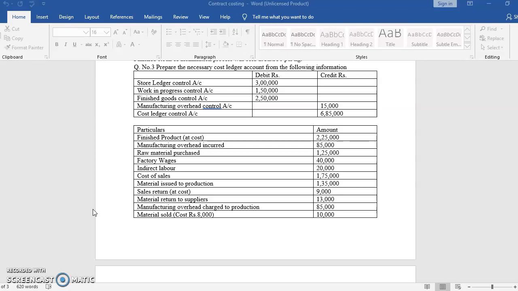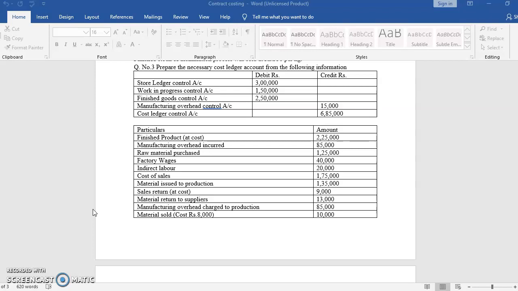So the first transaction given is finished product. What is the meaning of finished product? Finished product means goods which are produced, which are already ready, and that have to be transferred from work in progress to finished products. So here we are transferring the goods after manufacturing from work in progress to finished goods.